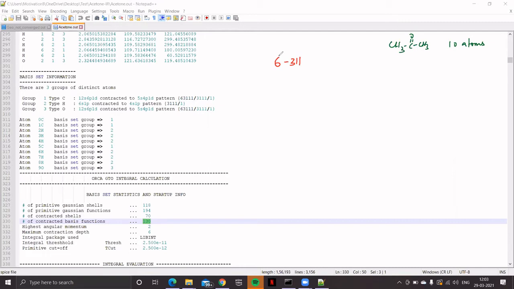What does that mean? We are using 6 Gaussian functions to create a contracted Gaussian function, that is called a basis function. A contracted basis function is created with the help of 6 Gaussian functions for core shell orbitals. Whereas for valence shell orbitals, we use triple zeta. One set of valence shell orbitals will be made up of 3 Gaussian functions. Another set will be made up of 1 Gaussian function, and the third set will be made up of 1 Gaussian function. We'll understand this.